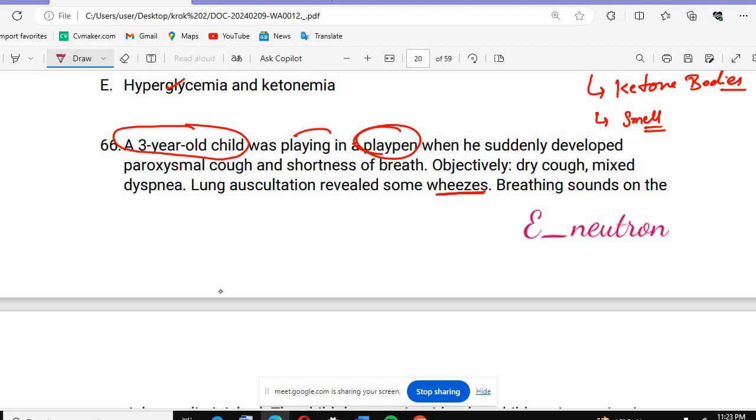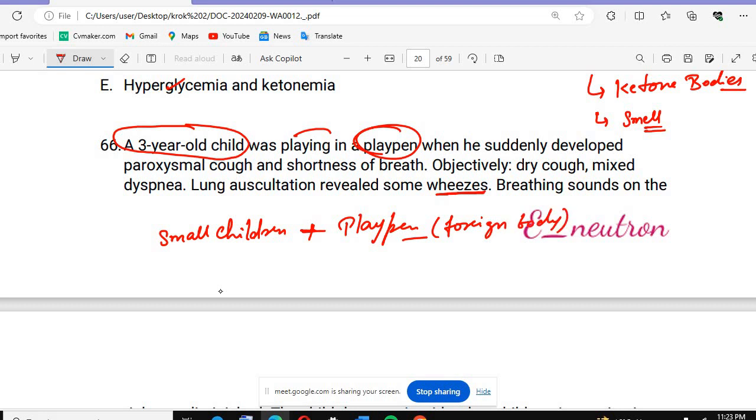See, if you get a similar type of question, and you will get loads of these, where you have a small child, remember that children have a habit of taking everything in their mouth. Whatever they come in contact with, they will try to eat it. So they will take it in the mouth. Here we are getting the playpen, which acts like a foreign body. So that will cause foreign body aspiration.